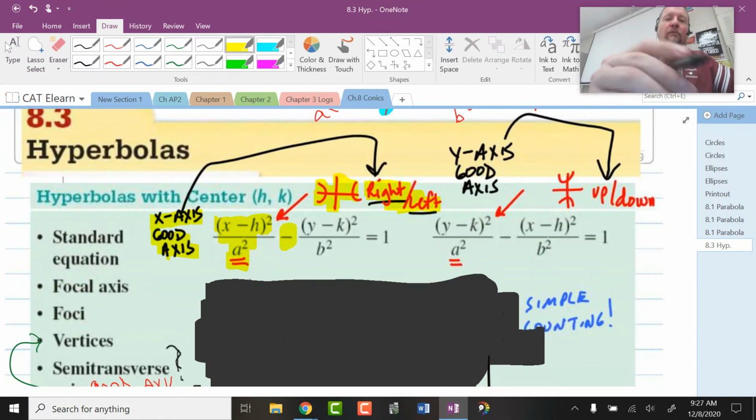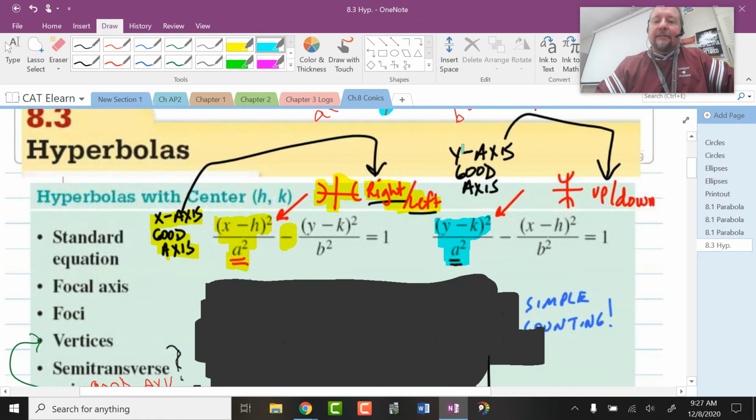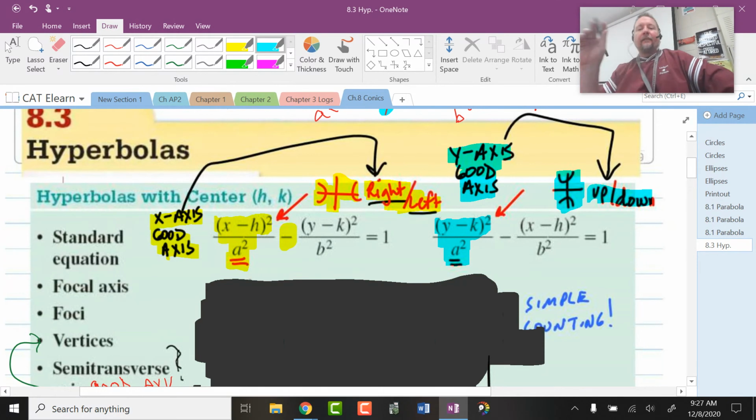So notice the second one, and notice h and k are with x and y respectively. Y minus k again. That's the good axis. That means the y-axis is the good axis. That means this will go up and down, not right and left. Okay, so I don't know what else I can say. You got to separate this with your thought process for parabola because they're not related at all. They have two completely different tricks, I like to call it, in order to get this memorized.